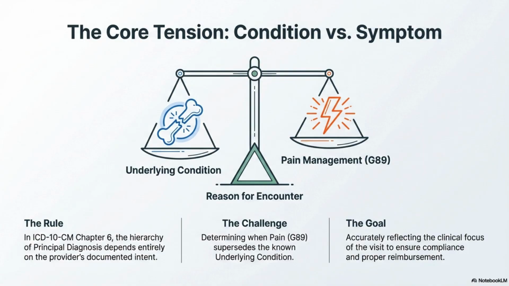The rule is simple. If the encounter is specifically for pain control, a G89 code may be assigned as the principal diagnosis. If the encounter is for treating the underlying condition, then the condition code takes priority, and G89 is not assigned. This distinction drives sequencing and medical necessity.